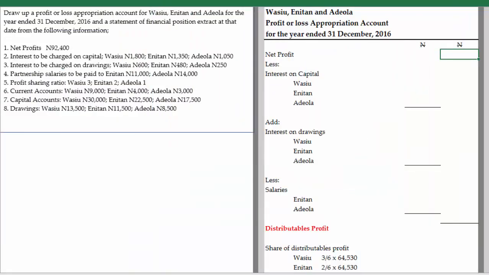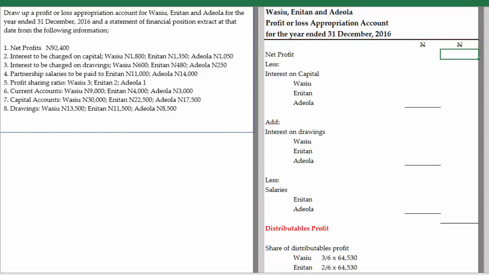Welcome back. Now let's solve the first requirement of this question, which is the profit or loss appropriation account. We have the partners, Wasil, Eniton, and Adiola. The title: profit or loss appropriation account for the year ended 31st December 2016.